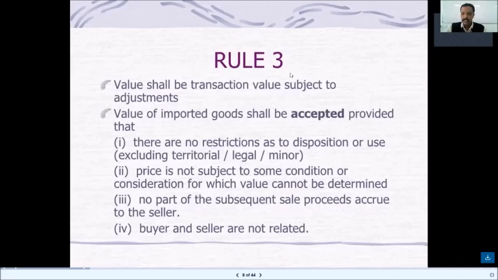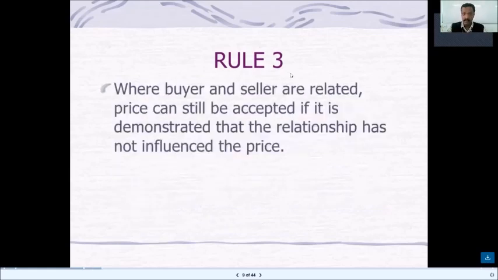Price is not subject to some condition or consideration for which value cannot be determined. No part of the subsequent sale proceeds accrue to the seller. Buyer and seller are not related. So Rule 3 is very clear. These are the conditions. If the valuation has to be done under Rule 3, the buyer and seller are not supposed to be related. Where buyer and seller are related, price can still be accepted if it is demonstrated that the relationship has not influenced the price.